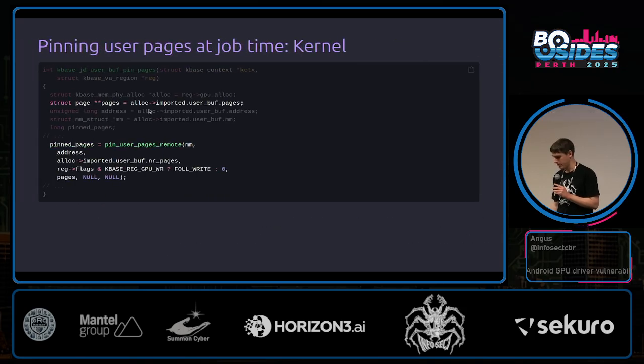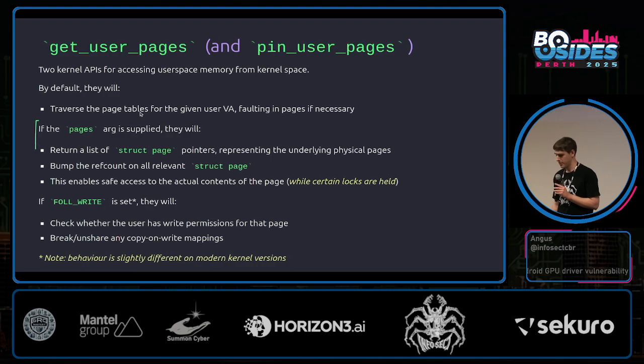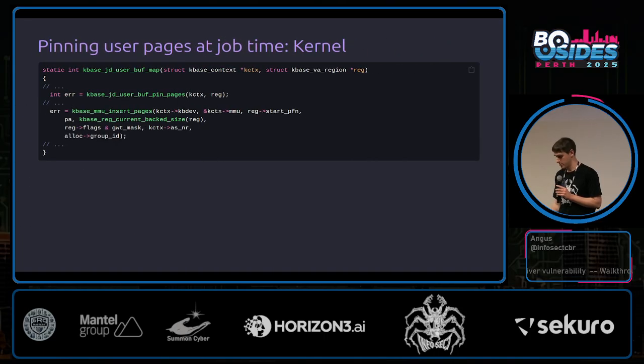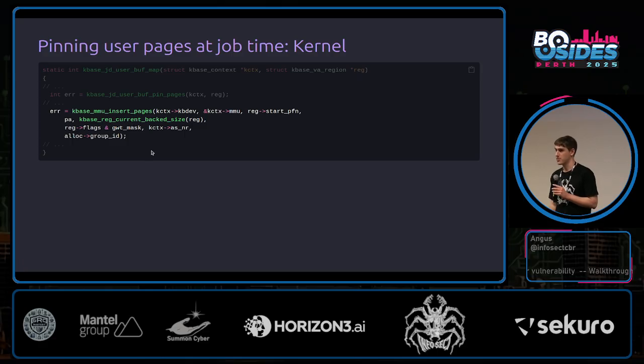Now, in this case, we saw that our pages argument is not null. It's an array of pages that we can store to. And if we look at my description of what getUserPages does, if we supply a pages argument, it's going to actually return a list of all those underlying pages that we've just pinned, and it's going to bump a reference count on them so that the kernel can safely access this data while certain locks are held. And then finally, it's going to insert the pages into the GPU's virtual address space and update the memory management unit to handle it accordingly.